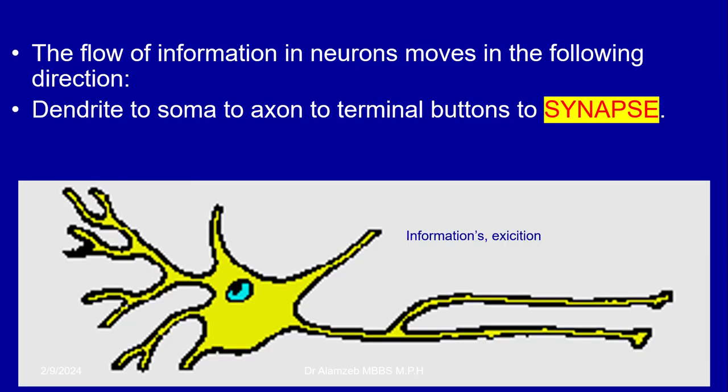The flow of information in a neuron moves in the following direction: dendrite to soma, from soma to axon, to the terminal button, and then to the synapse. From the dendrite, information is transmitted to the soma, then into the axon, and lastly into the terminal button, and then they synapse with another neuron or muscle. With a neuron they make a synapse and transmit the information at the synaptic level, or with the muscle fiber they make the neuromuscular junction, and transmit information there.